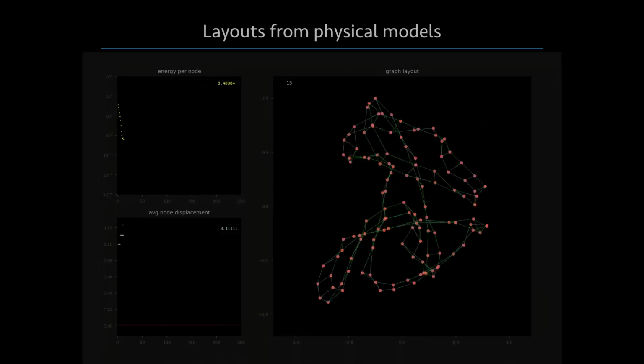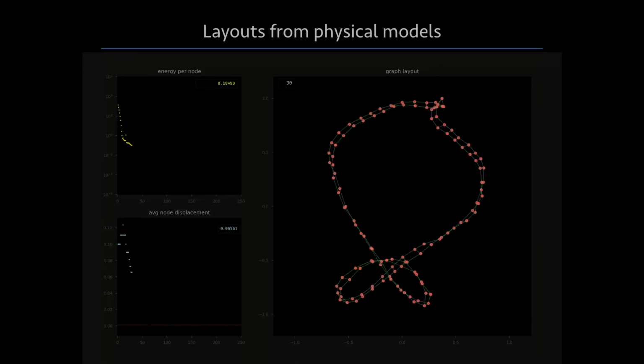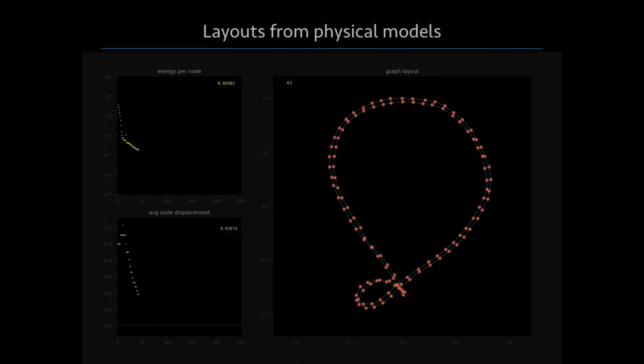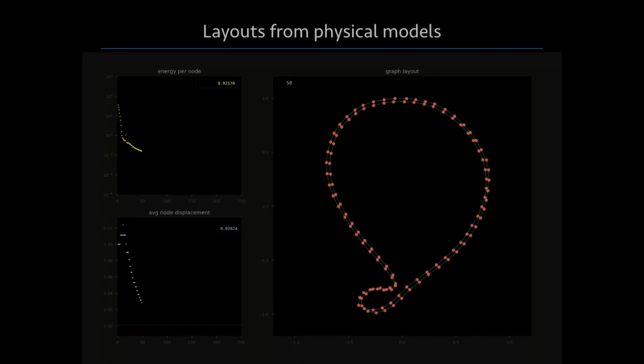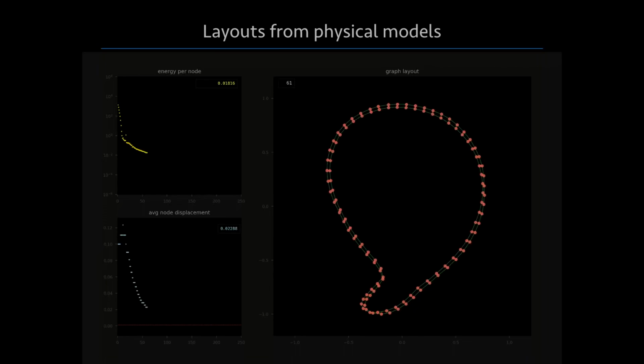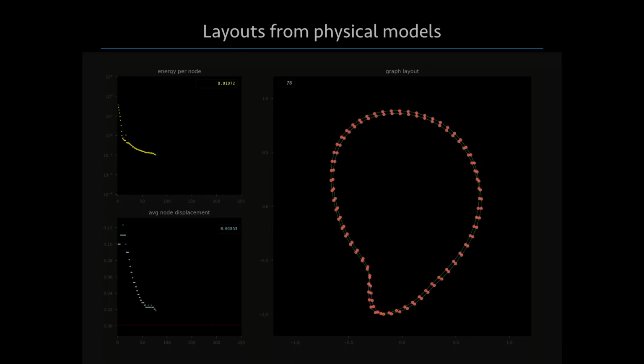Again, one that we've seen before is the circular one. So you see the connected nodes stay connected because of the springs, stay close, and the electrical forces push everything away from everything else, and they are opening up the graph, giving us a circular layout.